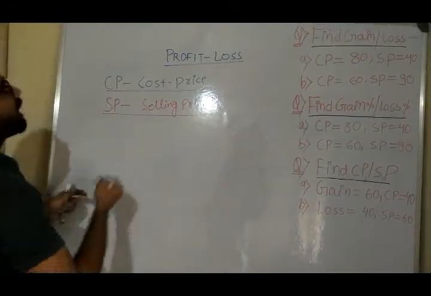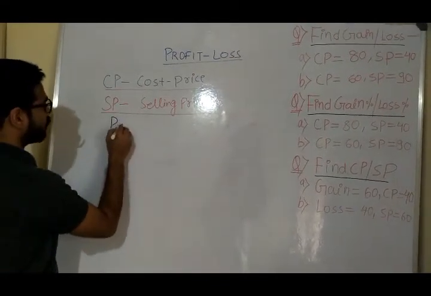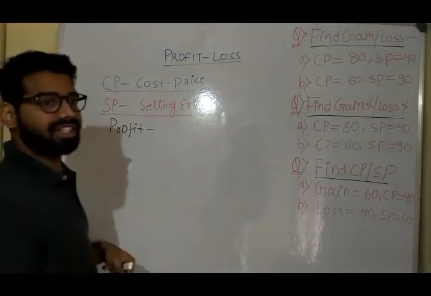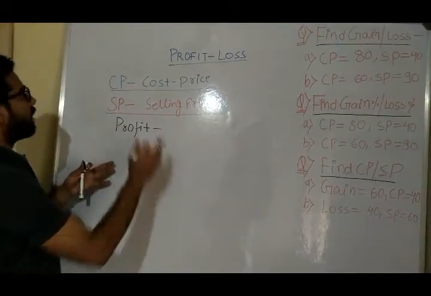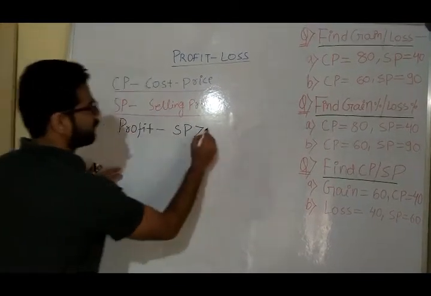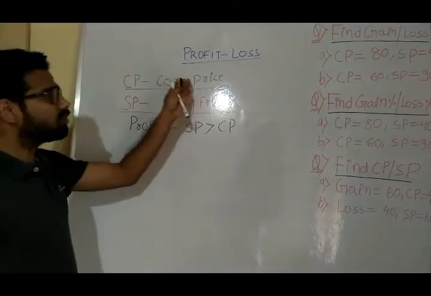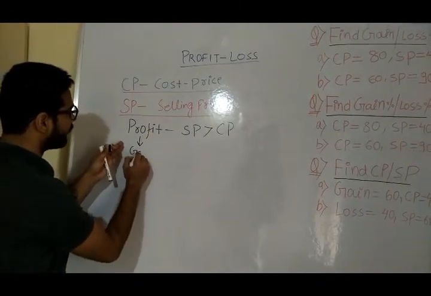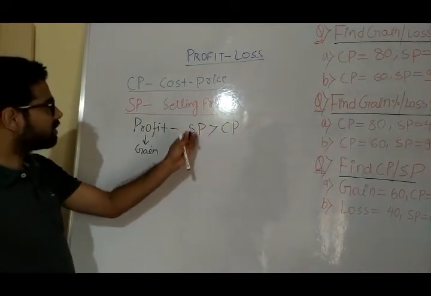Now we will learn what profit is. Let's come to the question topic part. What is a profit? You hear these words many times: I got this much profit, I got this much loss. So what is a profit? See, let me tell you. When SP is greater than CP, meaning the selling price is greater than the cost price, then we have profit. We can also call it gain.